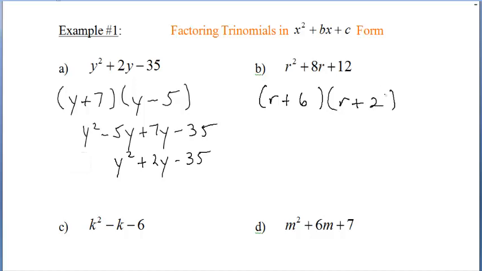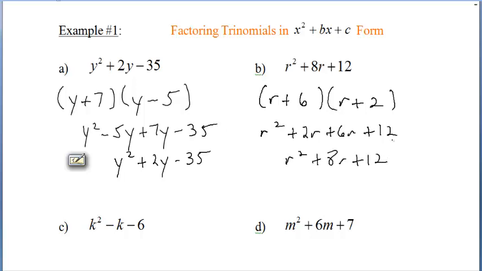And again, if you wanted to, and you should, use your FOIL method to check your answer. So that gives us an r squared plus 2r plus 6r plus 12, or r squared plus 8r plus 12.